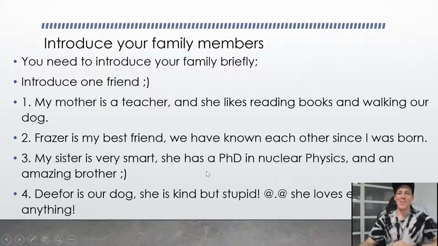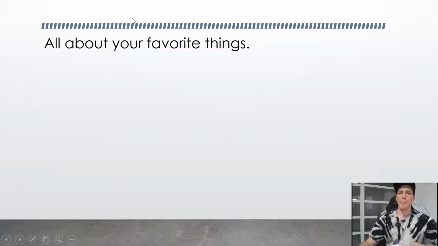Next time, my sister's smart, and I've got a dog. So you can write down like that. If you don't want to write down something about your family, write about your friends. You've hopefully got friends, so you can write that down. The next one, about your favorite things.